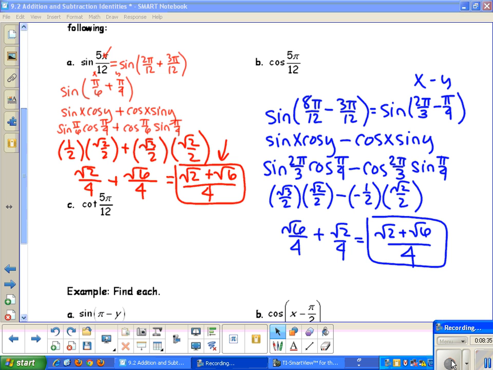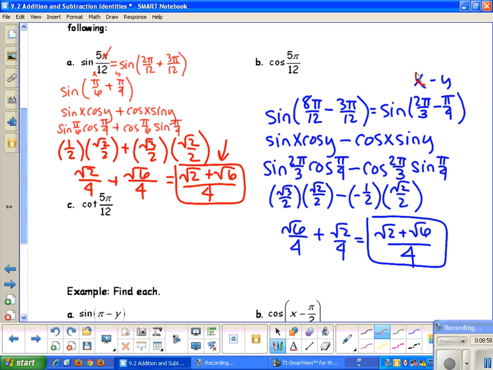I just wrote down here doing the subtraction identities, just to show you that I could have done that and I still would have gotten the same answer. So I know that 8 pi over 12 minus 3 pi over 12 is the same thing as 5 pi over 12. If I reduce 8 pi over 12, it gives me 2 pi over 3, which is on my unit circle, and 3 pi over 12 reduces to pi over 4, which is on my unit circle, so then I can use the subtraction identity.